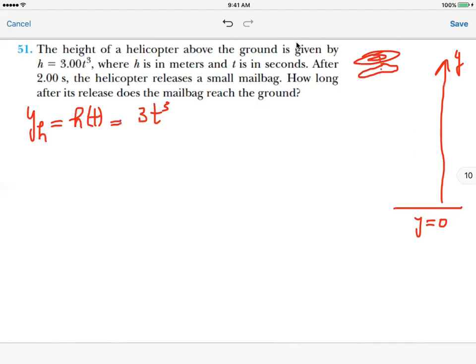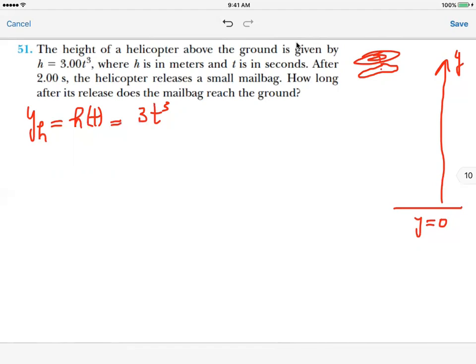Now they say, after 2 seconds, so we believe that means after 2 seconds from its departure, the helicopter releases a small mail bag. How long after its release does the mail bag reach the ground?